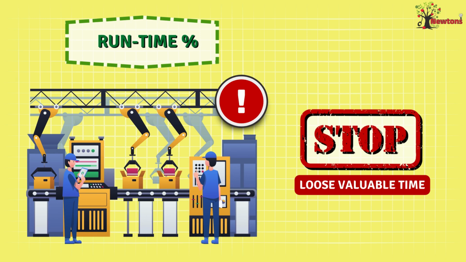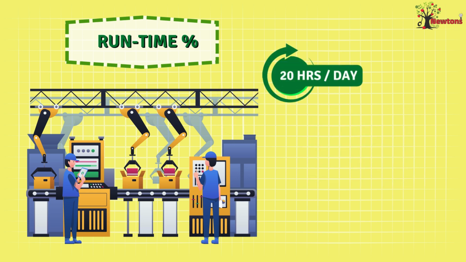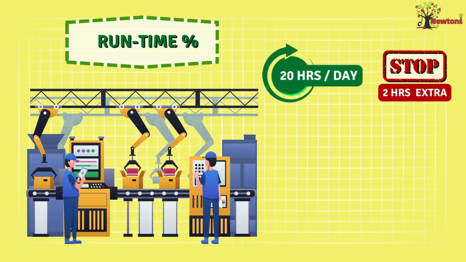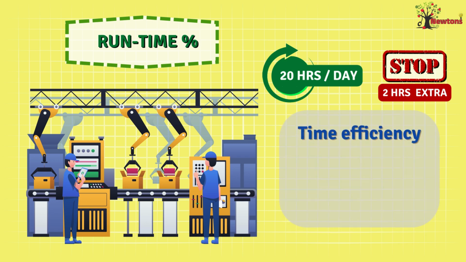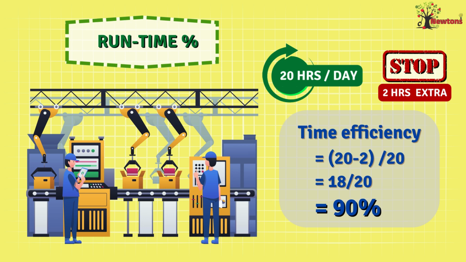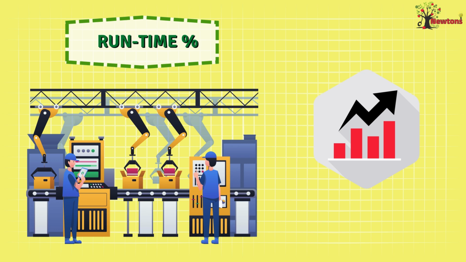For instance, if a machine is planned to run for 20 hours a day but stops for an additional 2 hours due to some issues, the time efficiency calculation would be 20 minus 2 is equal to 18 hours out of 20, resulting in a 90% efficiency. Every production team aims to maintain a high runtime percentage to maximize machine uptime and productivity.